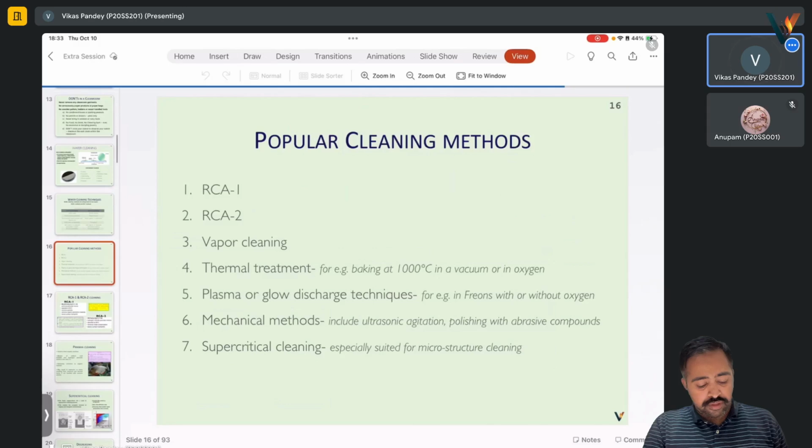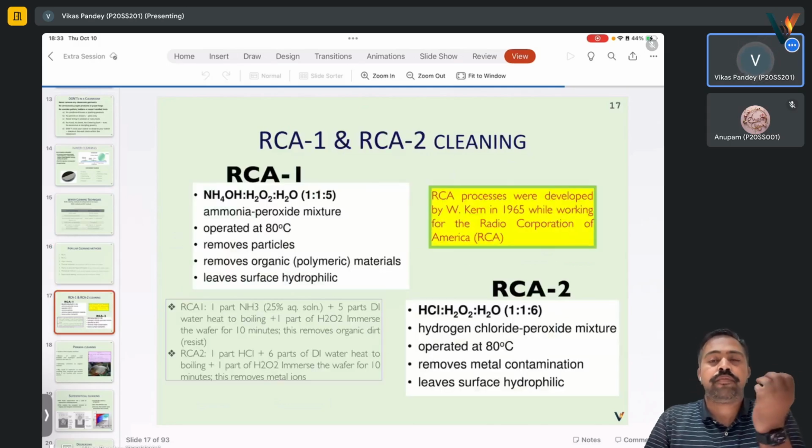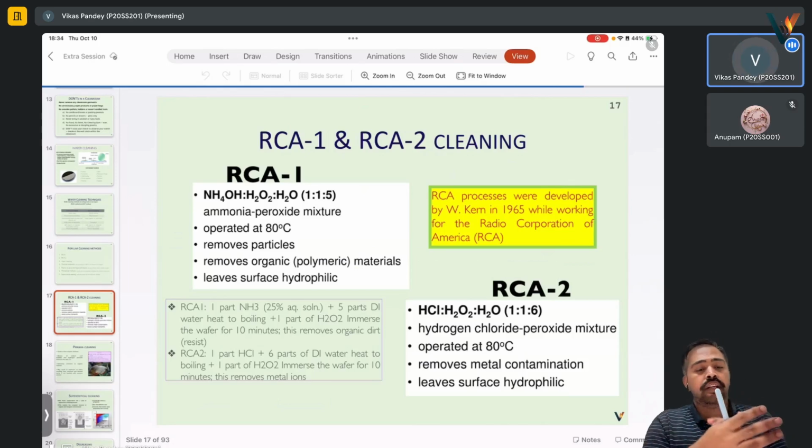Okay, so one of the most used methods is a combination of RCA1 and RCA2. In RCA1, ammonia, hydrogen peroxide and water are mixed, and this is done at 80 degrees Celsius. It removes particles, it removes polymeric or organic materials, and makes the surface hydrophilic. So a thin layer of oxide will form on the surface of silicon, and as such it will remain hydrophilic.